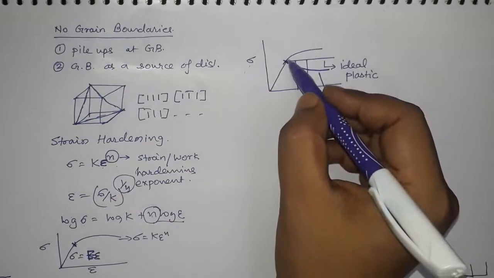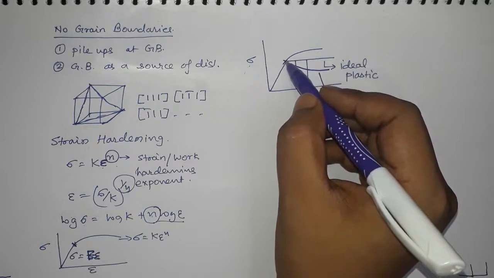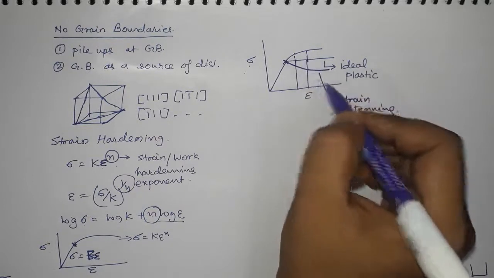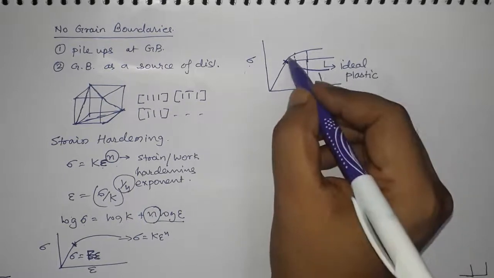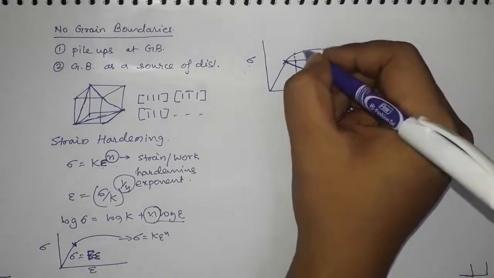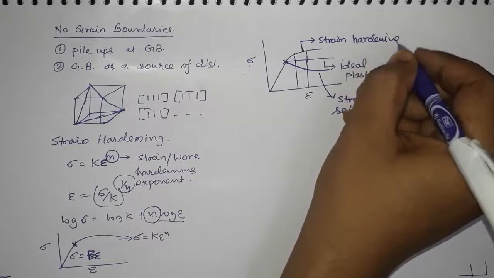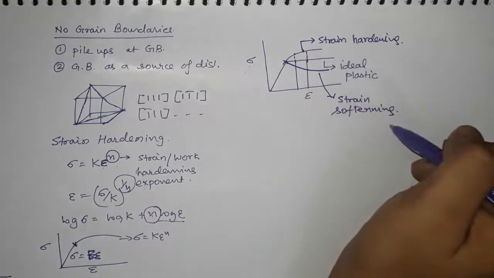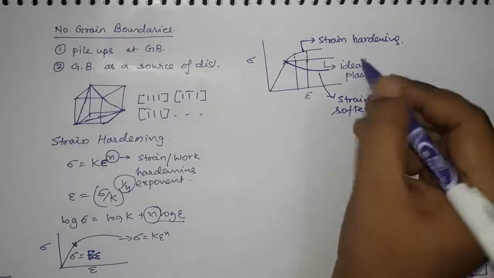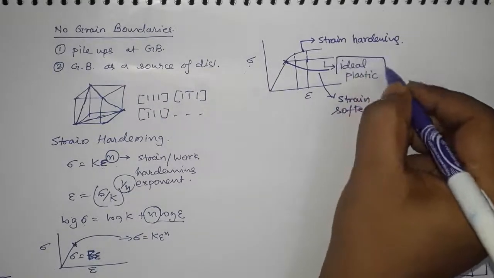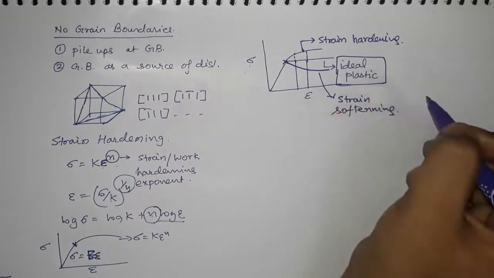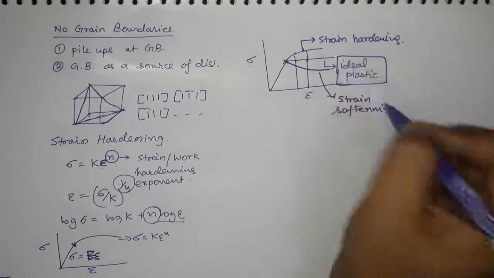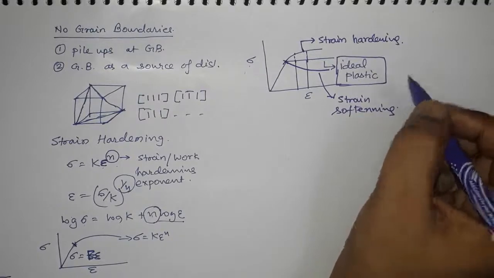And if you have to increase the stress in order to deform from one strain value to another strain value, that is called strain hardening. Okay, so we have a situation where there is hardening, we have a situation where there is softening, we have a situation where there is no hardening or softening, which is the ideal plastic case, right? So these three kinds of behaviors we can have.